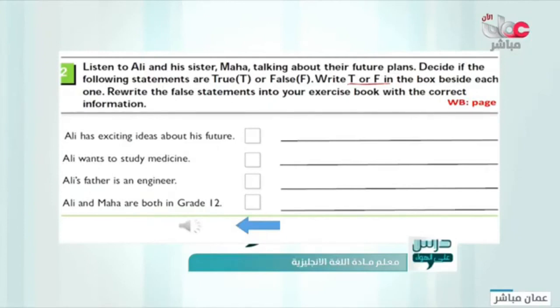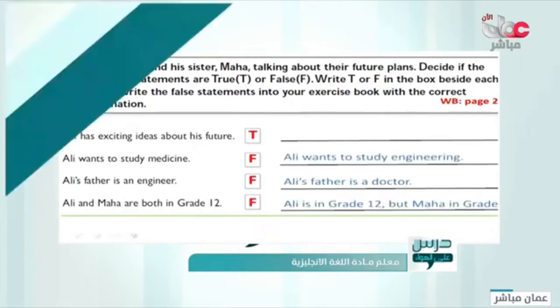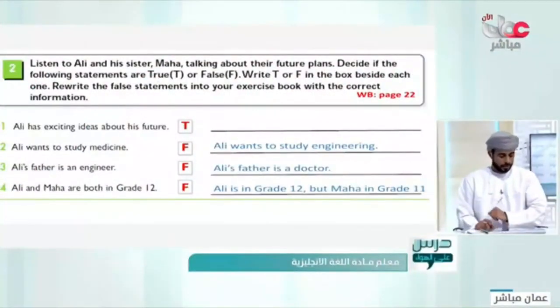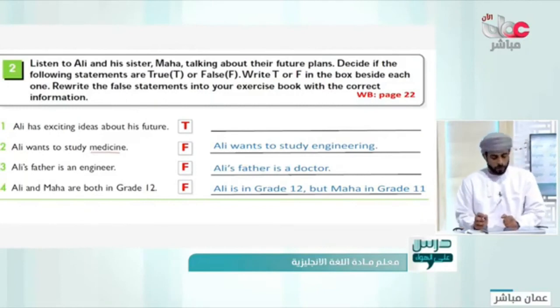So you have listened to the listening. Let's go and check your work. Okay, it says in here, Ali has exciting ideas about his future. Yeah, that's true. Ali has some exciting ideas about his future. What about the second sentence when it says, Ali wants to study medicine? Is he really planning to study medicine? No, it's false. Ali said that he was planning to study engineering. Okay, he wants to study engineering.